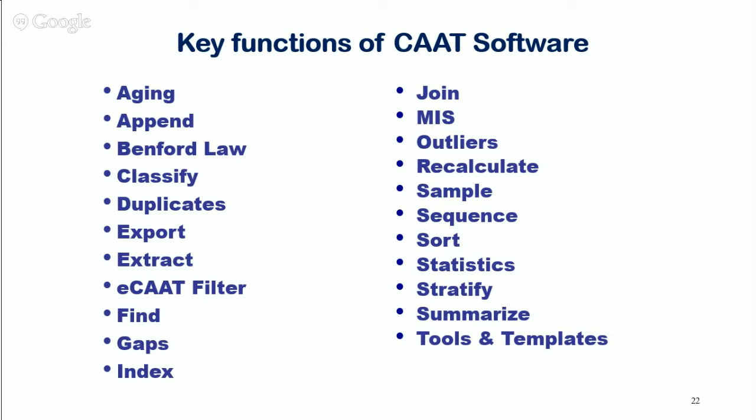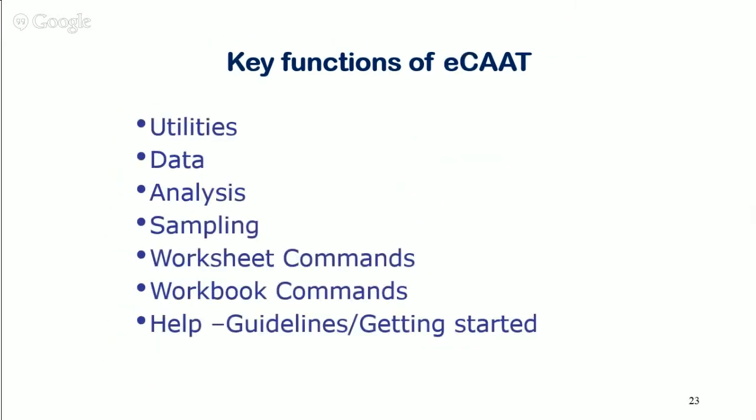For example, you'd like to extract all cash expenses of a particular category above 10,000 rupees. You can also use the eCAAT filter. You can find information based on specific criteria. You can also stratify the data. You can also do a sequence check or a duplicate check. I'll demonstrate these functions, then I think it will become much easier for you to understand.